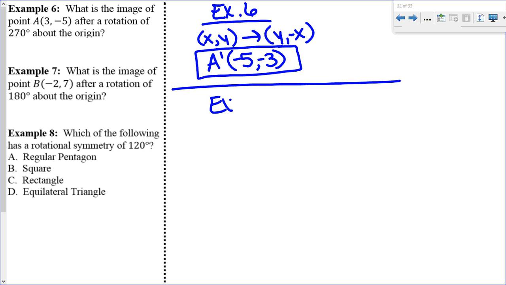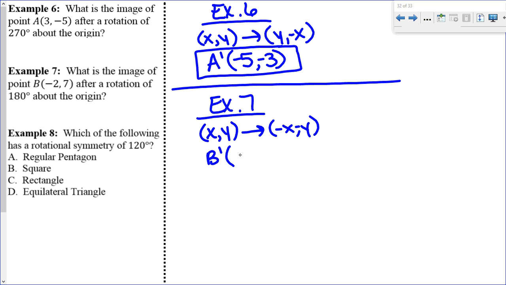Okay, example 6, or I'm sorry, example 7. What's the image of point B after rotation of 180 degrees about the origin? Pause and do that. So remember, this one is where they stay put, but you negate both of them. So then B prime for this one would be at 2, -7.